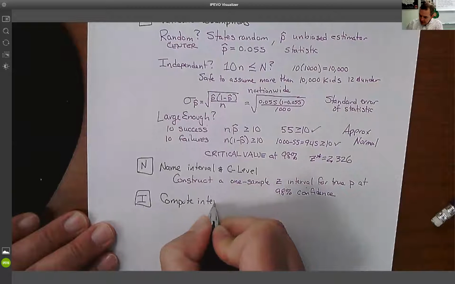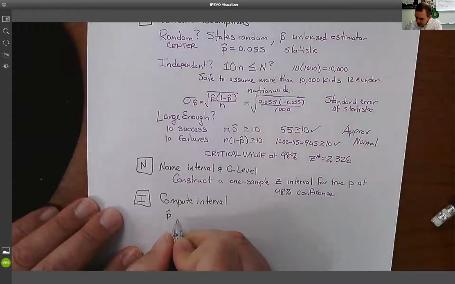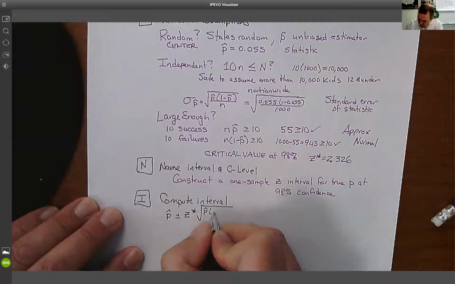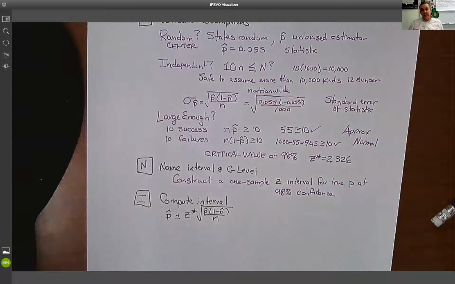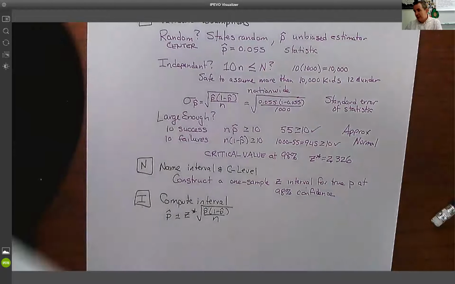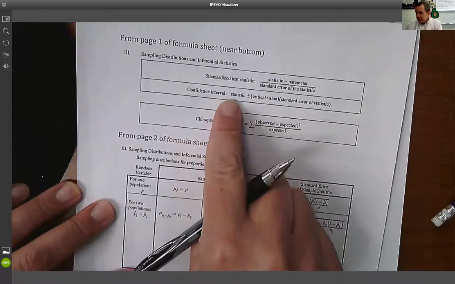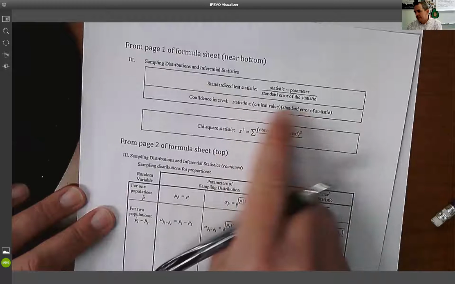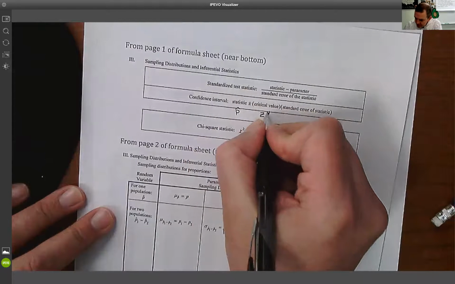The way I compute my interval is I have this formula. The formula is P hat plus or minus Z star times the square root of P hat times 1 minus P hat over N. Now, what I want to show you is this is not exactly on the formula sheet. A lot of times I say a lot of the stuff's on the formula sheet. This one's not directly, but on page 1 of the formula sheet near the bottom, there's this idea of confidence interval. It gives you this formula: statistic plus or minus critical value times standard error of the statistic. So this right here is going to be the P hat I figured out. This is going to be the Z star that I figured out.